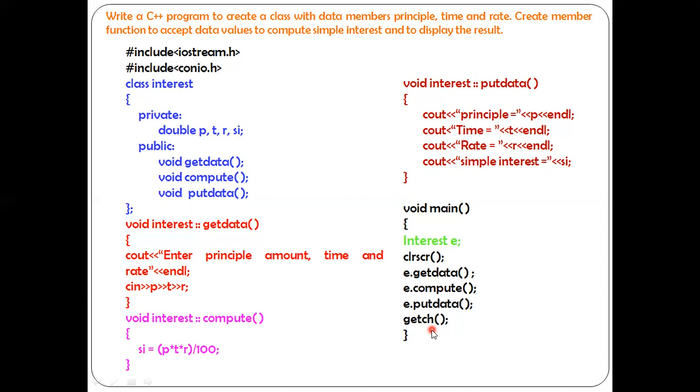This is a simple C++ program to compute simple interest using the concept of class and object.